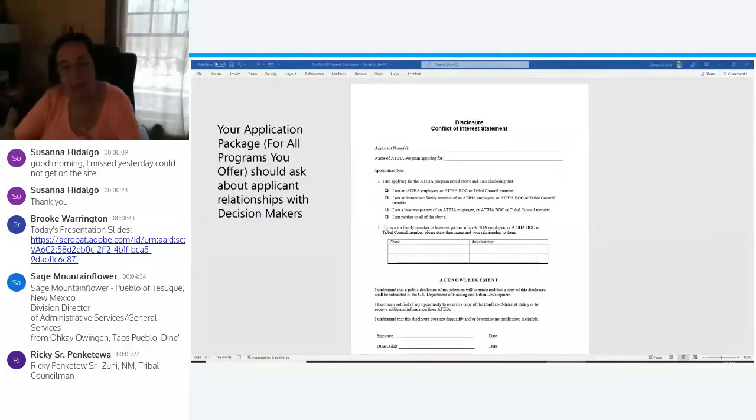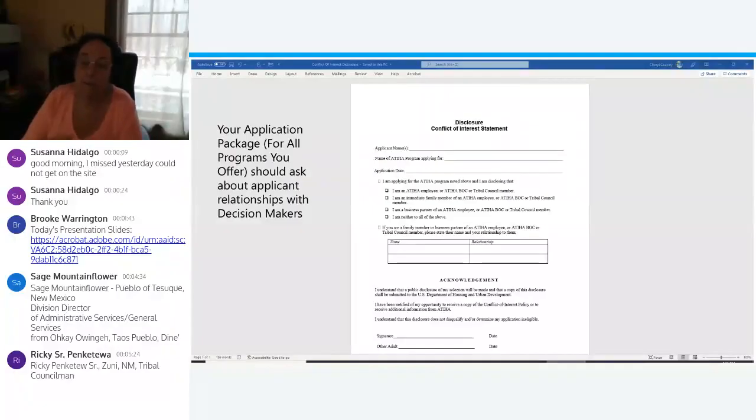All of your application packages for every program that you offer should ask about your applicants' relationships with your decision makers. It's your conflict of interest statement, the applicant's name, the program they're applying for, their application date. I'm an employee or a board of commissioner or a tribal council member, and I'm applying for this. I'm a business partner of a housing employee, a housing board of commissioner, or a housing tribal council member. Or I am neither of the above.